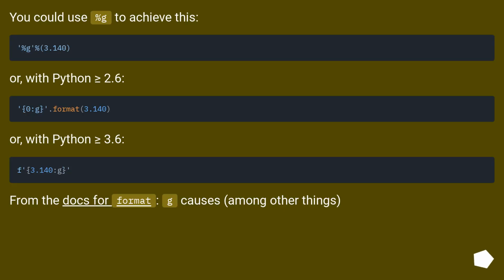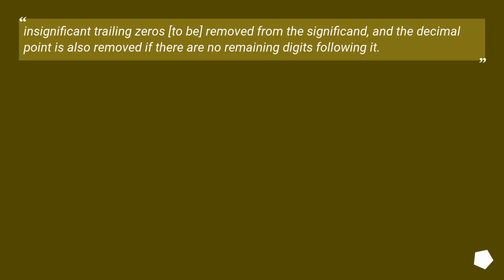You could use %g to achieve this. Or, with Python greater than or equal to 2.6. Or, with Python greater than or equal to 3.6. From the docs for format, g causes, among other things, insignificant trailing zeros to be removed from the significand, and the decimal point is also removed if there are no remaining digits following it.